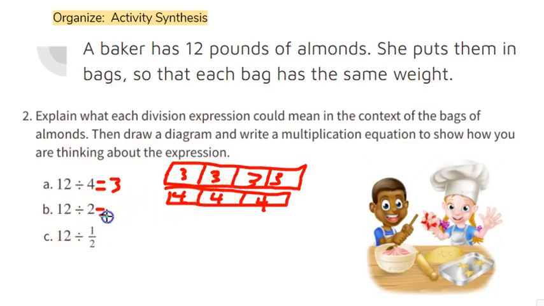Here, same thing, right? This is kind of a flip of what we just talked about on the previous part. Either it's 12 broken up into 2 bags, giving you 6 pounds in each bag, or 12 broken up into bags of 2 pounds. How many bags do you get? So it's still 6.